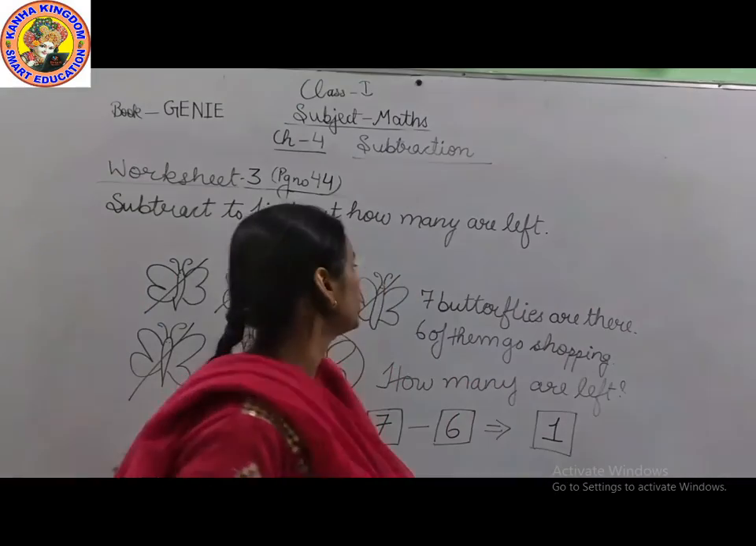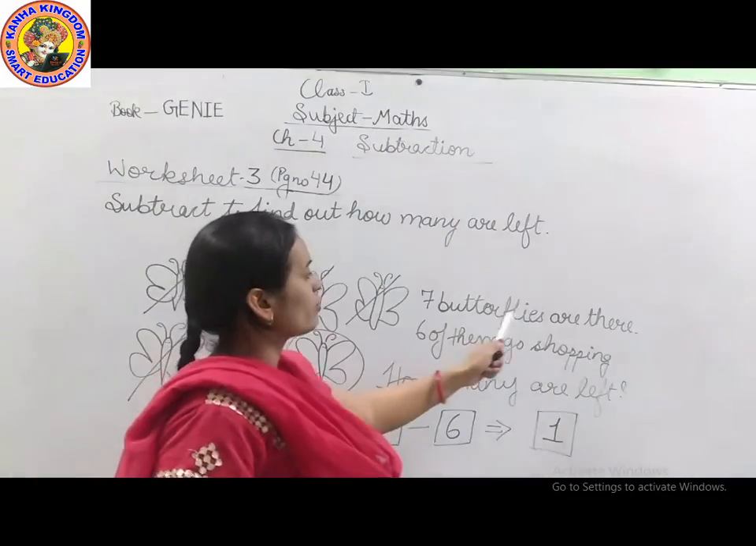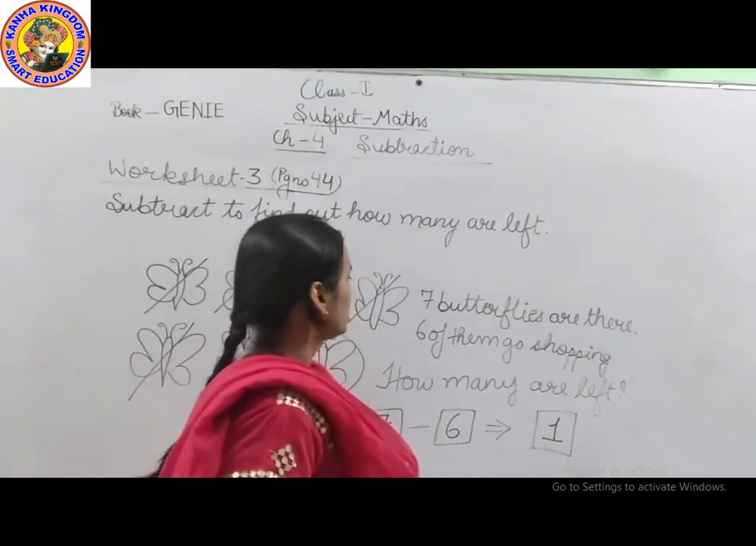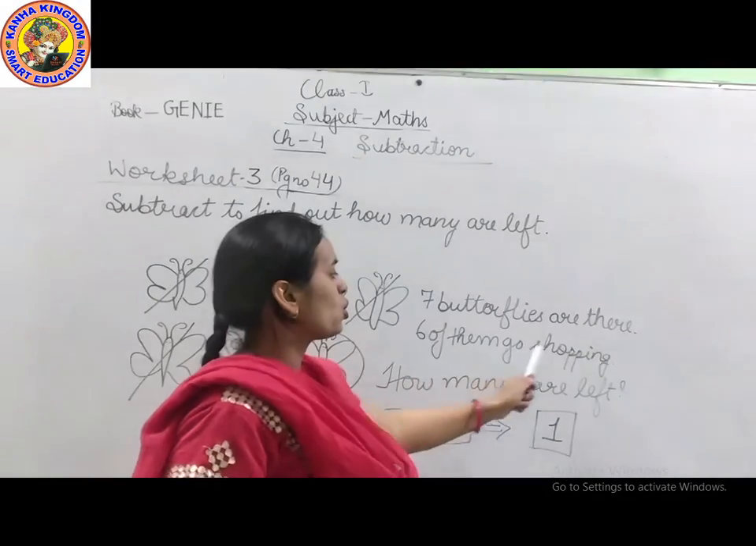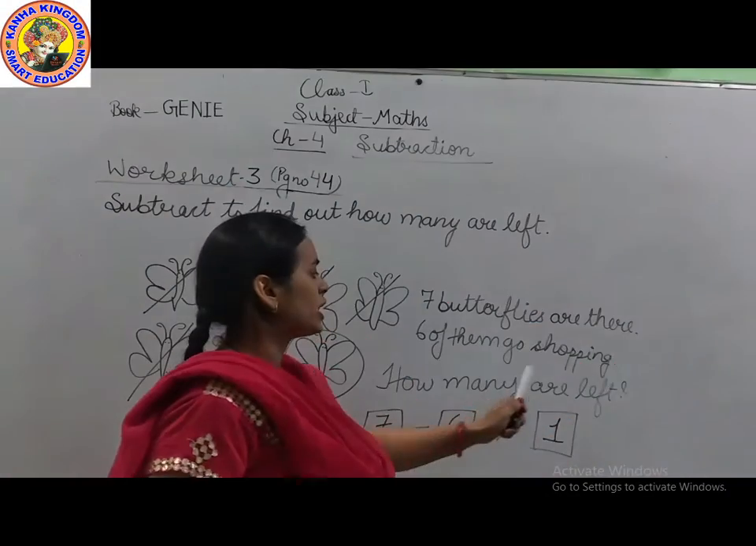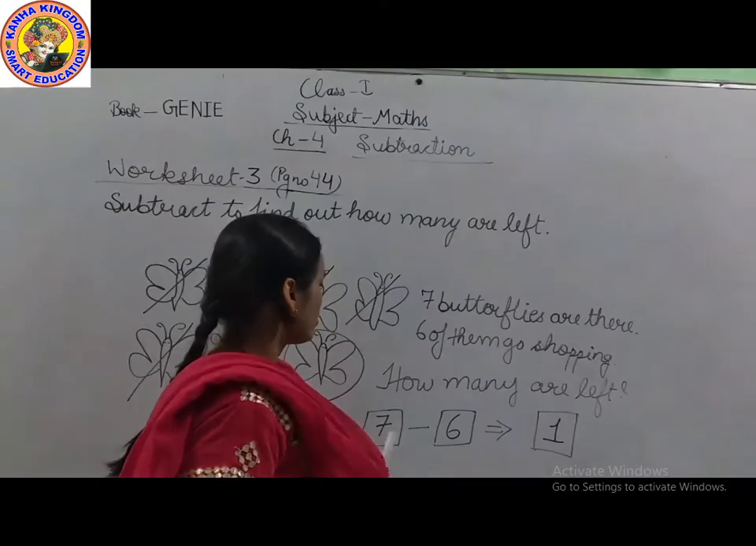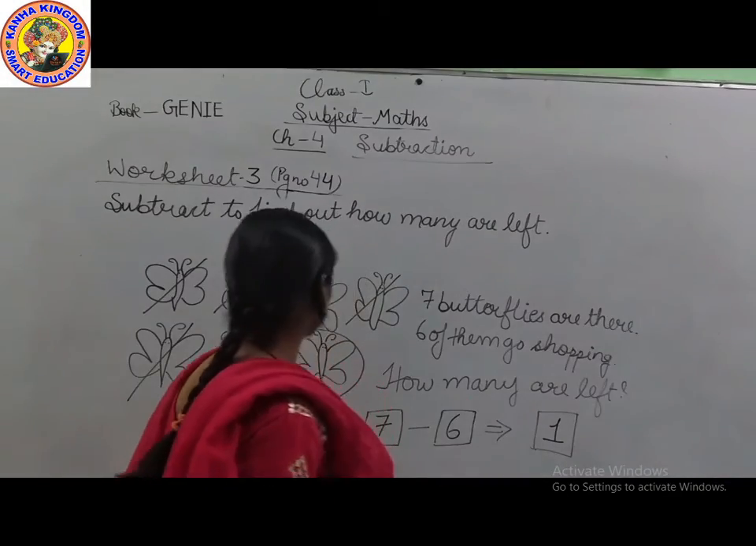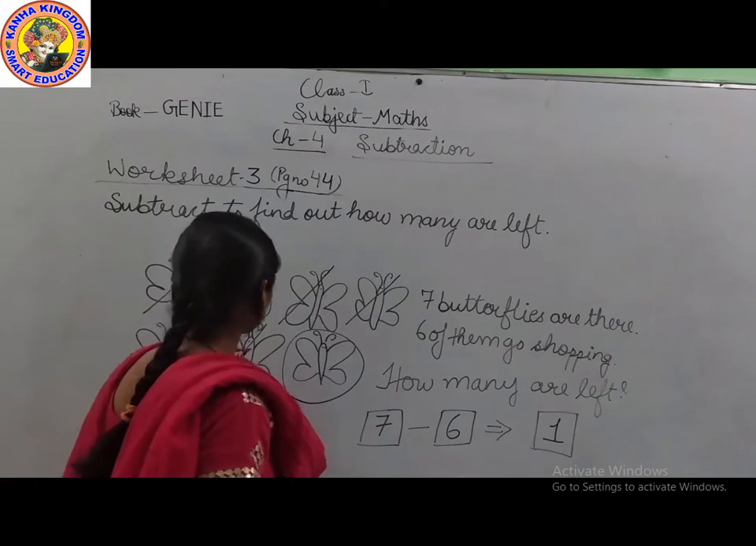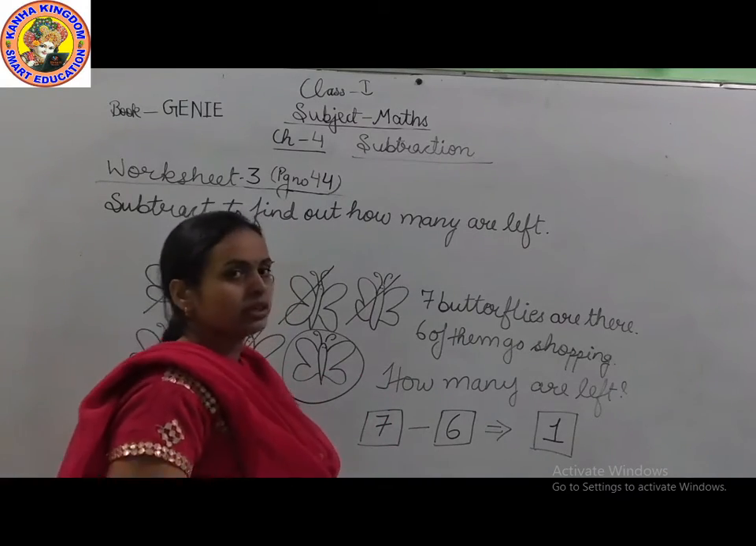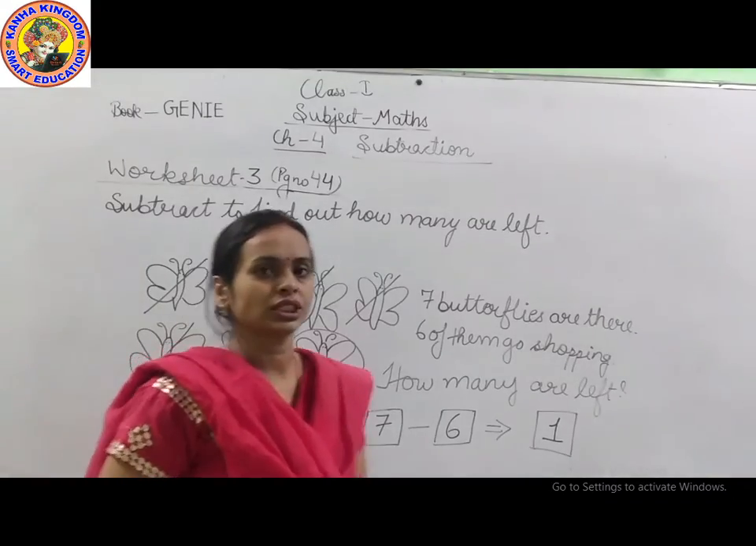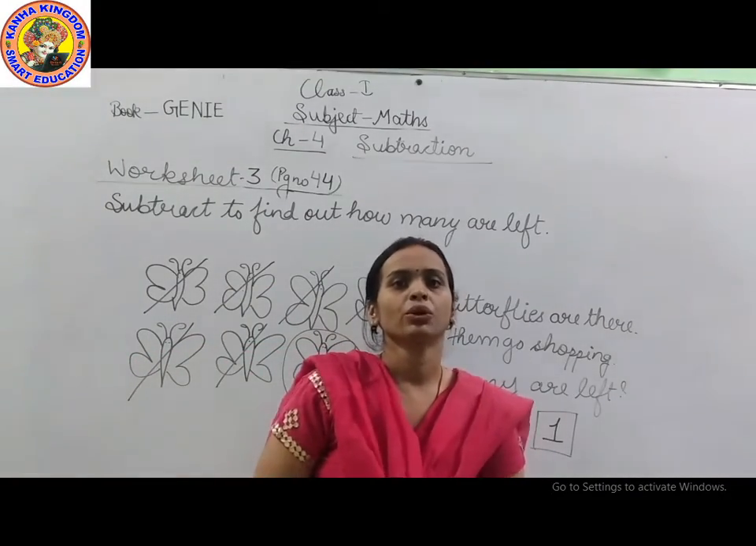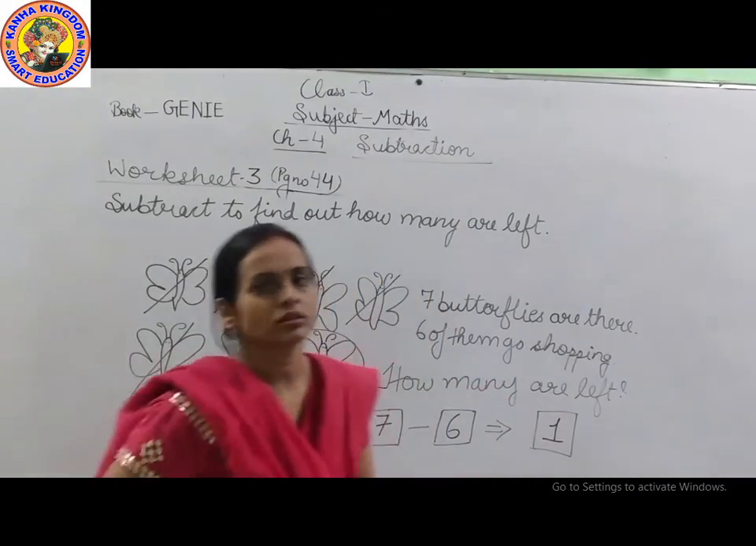Our question is 7 butterflies are there. 6 of them go shopping. How many are left? So 7 minus 6 equals to 1. Rest all the questions of worksheet 3 do in your Genie book.